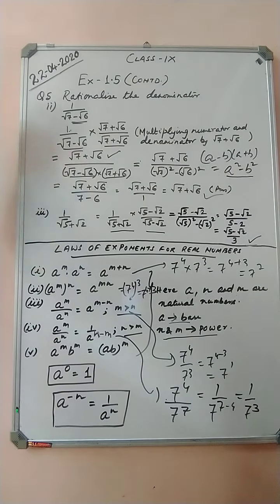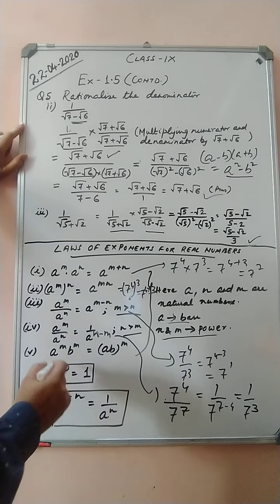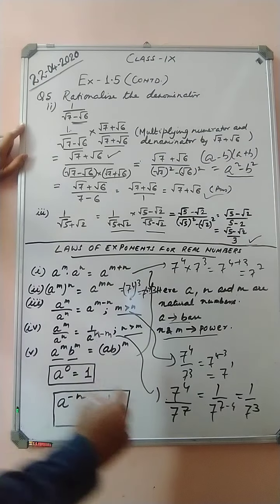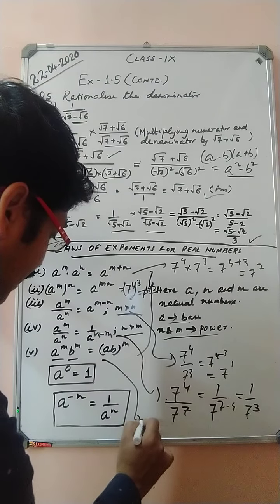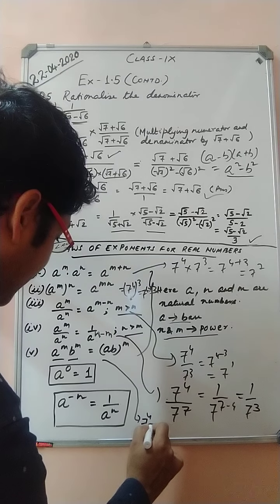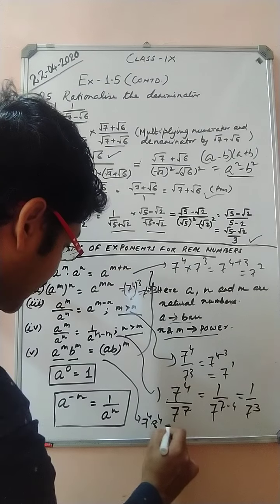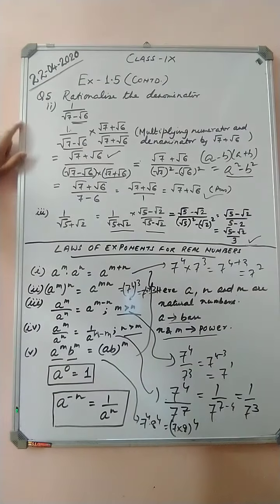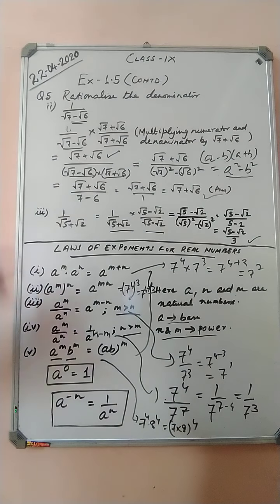Then a to the power m, b to the power m. Here the bases are different but the powers are the same. So it will be ab to the power m. Here also you can take an example, 7 to the power 4 into 8 to the power 4, it will be 7 into 8 to the power 4. Then the last one, a to the power 0: anything to the power 0 is 1. So 7 to the power 0 equals 1.